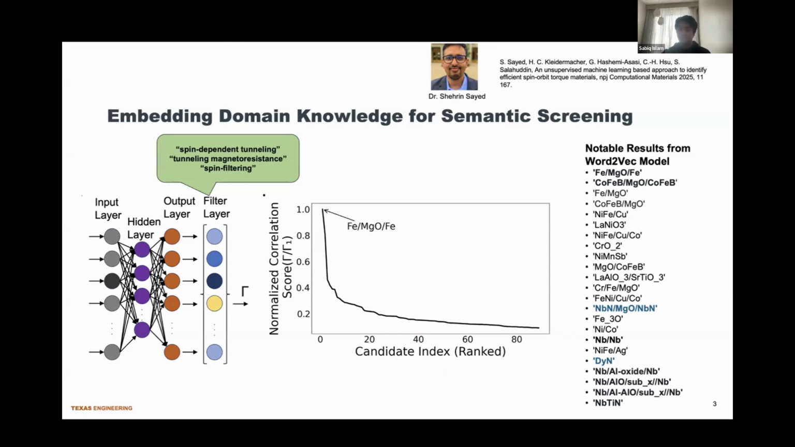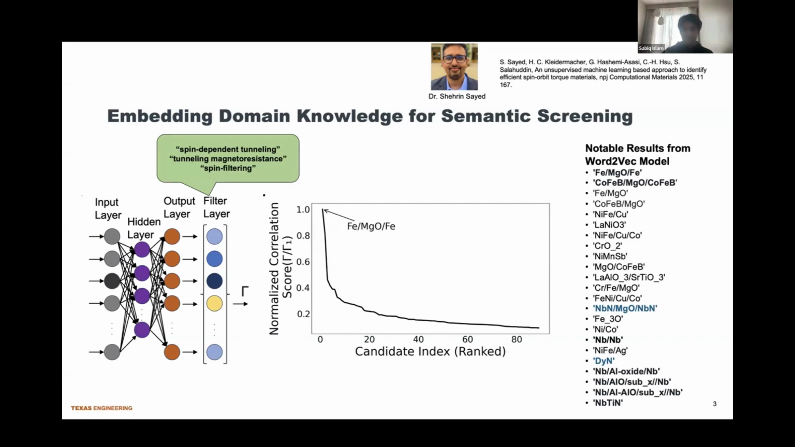But interestingly, we also get some other candidates, such as dysprosium nitride, and this one here, niobium nitride, magnesium oxide, and niobium nitride. And this one stands out because this is actually the sort of configuration you'd see in a Josephson junction. So this underlines how our pipeline is able to extract from adjacent fields and apply them to magnetic tunnel junction tunnel barriers.